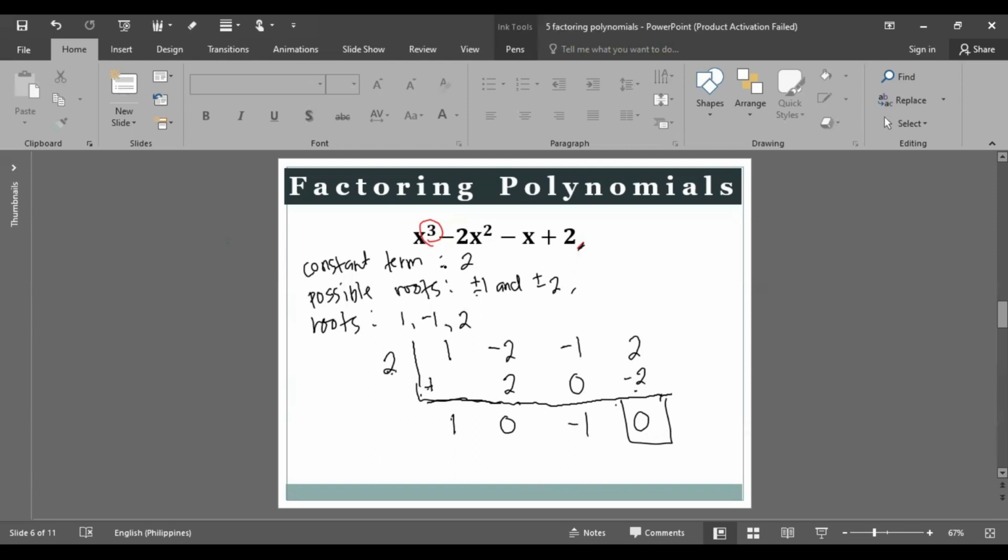Kumpleto na ba yung bilang ng roots na hinahanap natin? We have 3 here. Positive 1, negative 1, and positive 2. So kailangan pa ba natin, class, mag-proceed sa negative 2? No need na kasi nga kumpleto na yung tatlong roots. Just for us to have the feeling of completion, let's have negative 2.